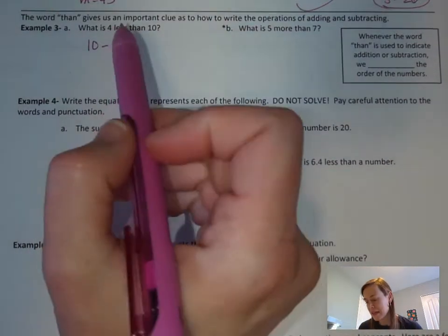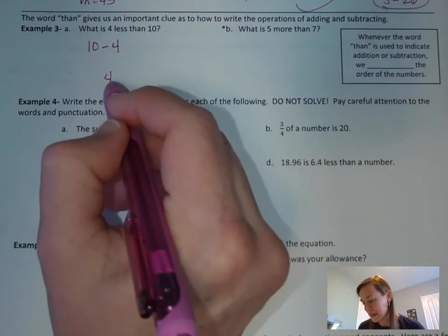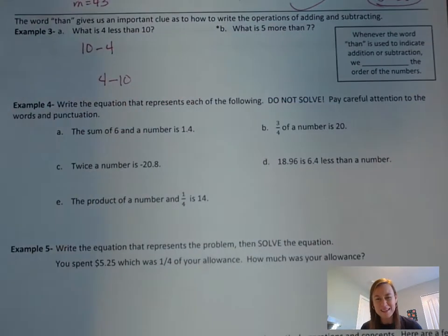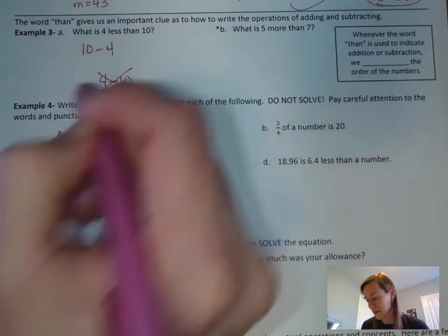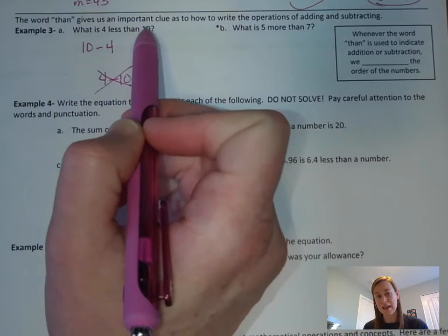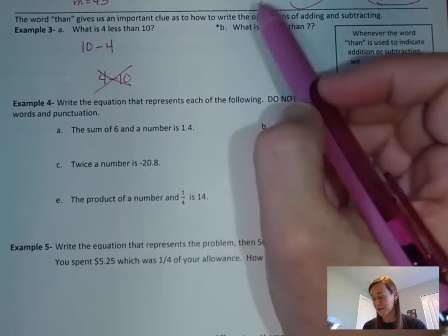Now, it might be tempting to say 4 minus 10, just because you see the 4 first and then the 10. But that's not what the problem's asking. And order does matter with subtraction, so make sure you have that in the right order. When it says 4 less than 10, you need 10 minus 4. Okay, let's go over to B.